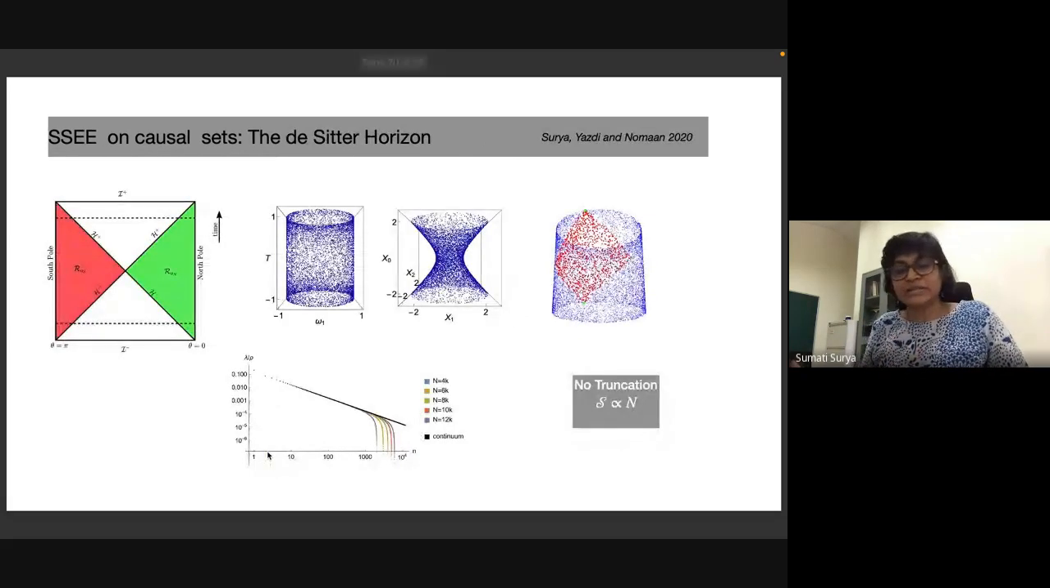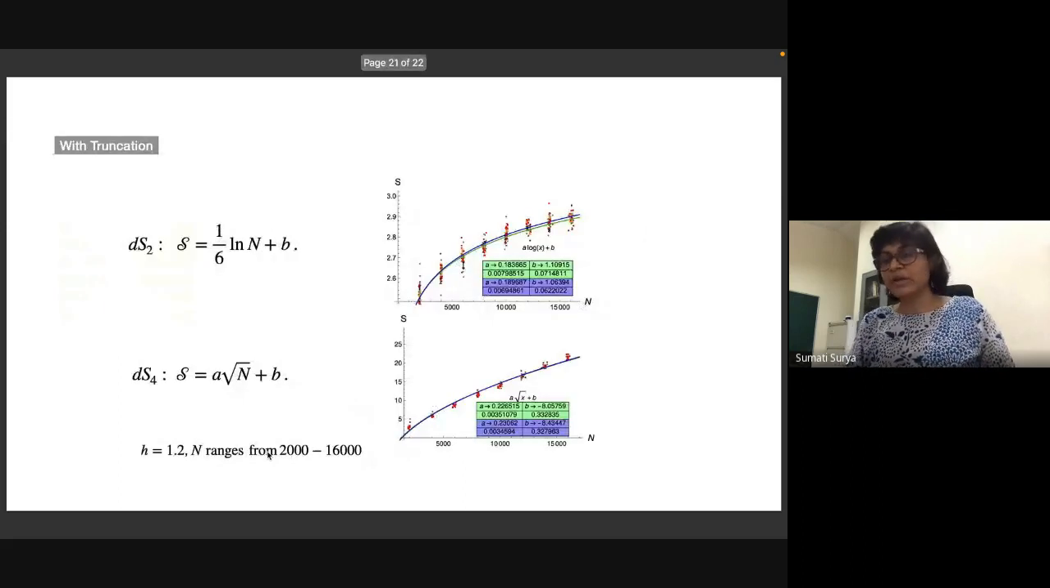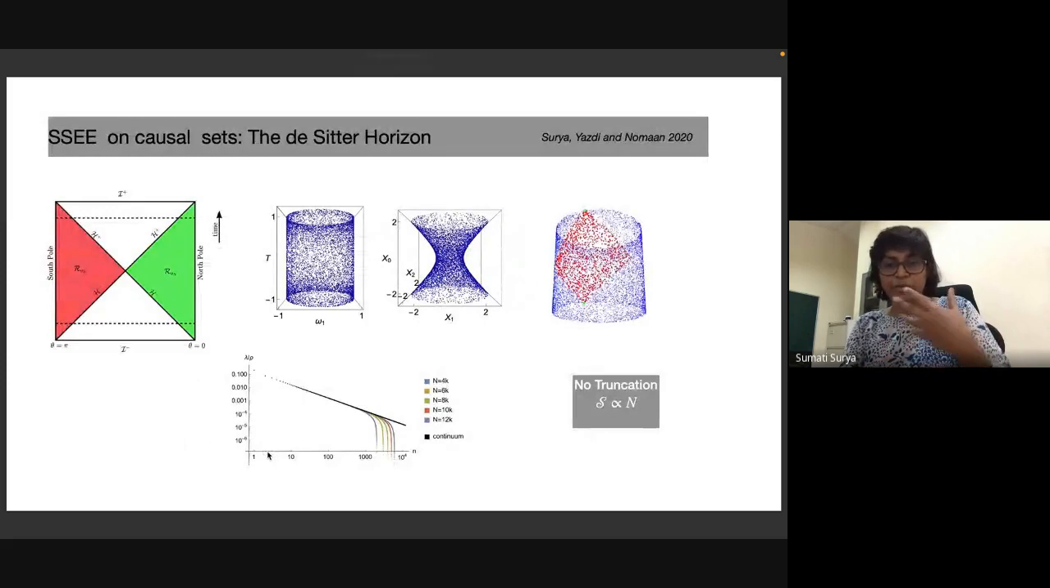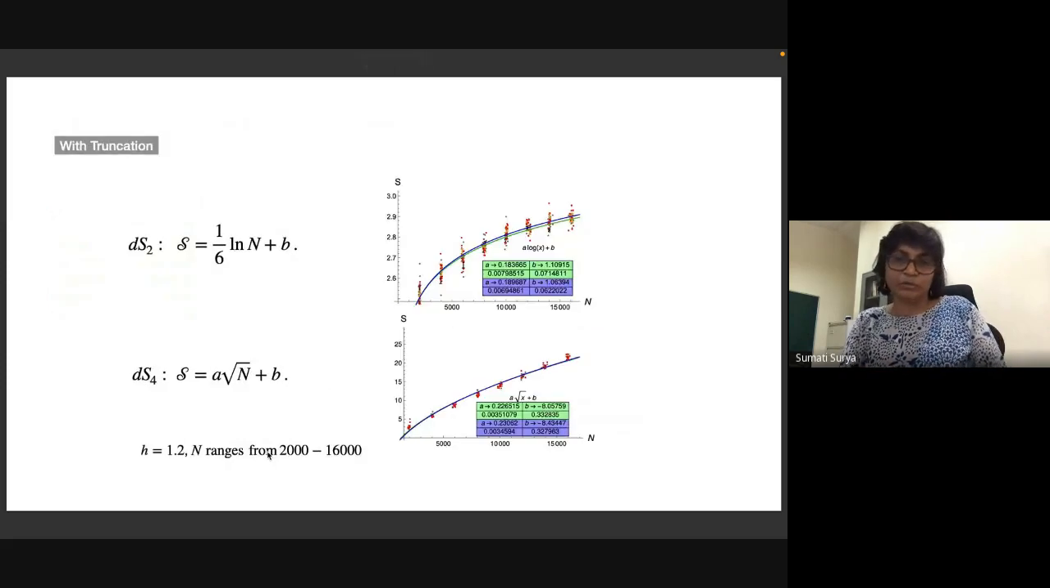And we carried this out extensively for de Sitter horizons. This is a very large amount of simulations that we did. It was an exhausting amount of simulation. And we found that, in fact, what they had was not an artifact of two dimensions. It's presumably generic to all causal sets. We found that in the de Sitter case, without the truncation, you again get a volume law. But when you put in a truncation, then you get the expected area laws.